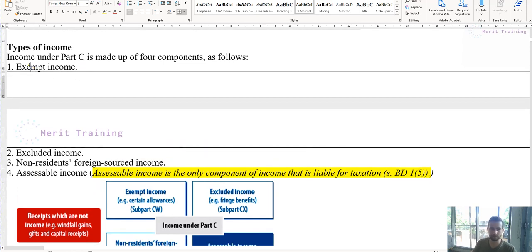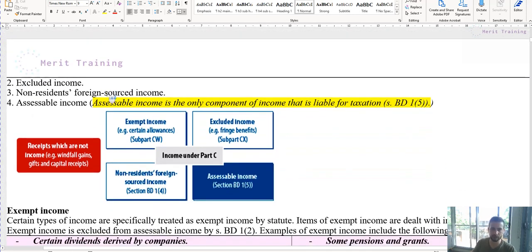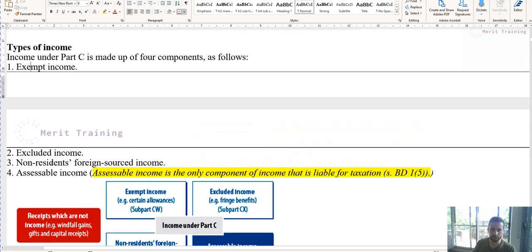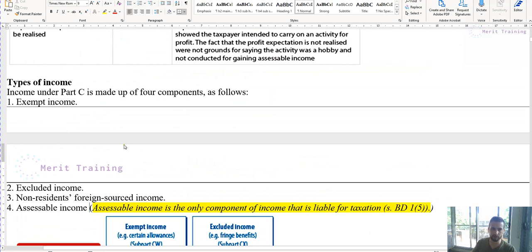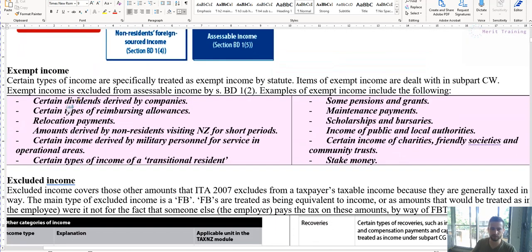They're just cash receipts to you, basically, with no tax implication. So the 4 types of income are exempt income, excluded income, non-resident foreign-sourced income, and assessable income. And this is probably what you're most familiar with, and it's the only one that taxation actually applies to. We'll talk about what each of these means shortly. So the first one is exempt income.